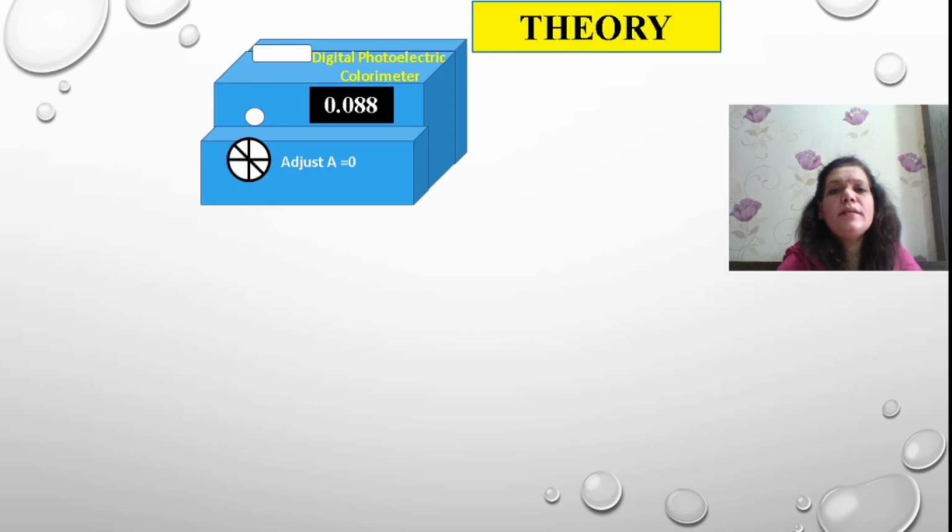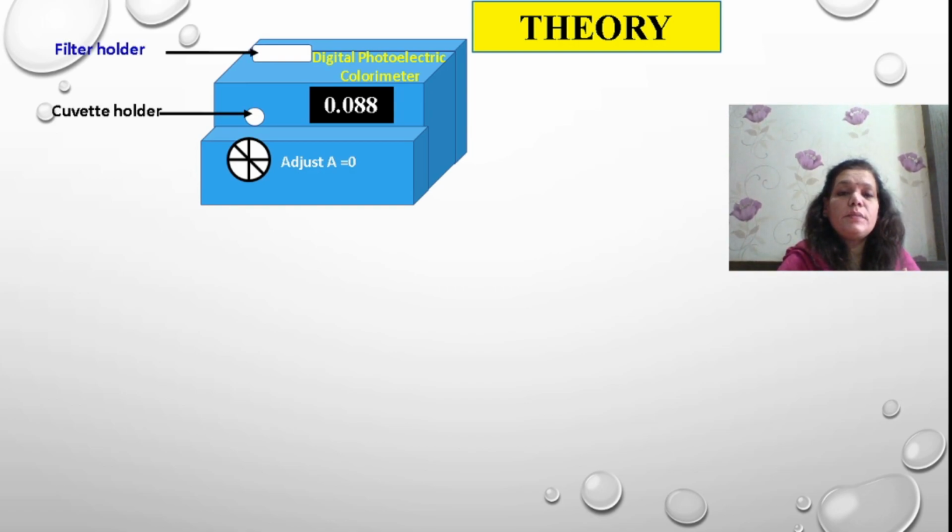First we'll try to understand the instrument which we are going to utilize, that is colorimeter. So here I have tried to show the digital form of colorimeter, an instrument which will measure the color intensity of your solution in terms of absorbance. We are going to measure the absorbance on this particular instrument, or transmittance.